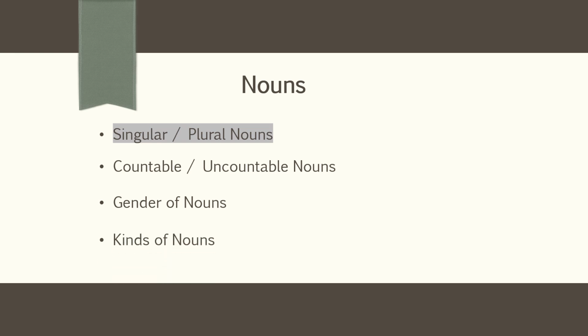There are 4 types of nouns. The first one is singular and plural nouns. Second one is countable and uncountable nouns. Third one is gender of nouns. Fourth one is kinds of nouns.